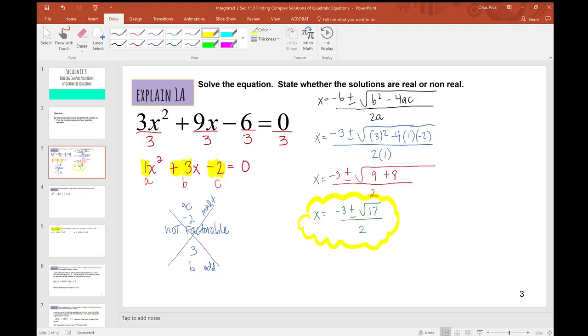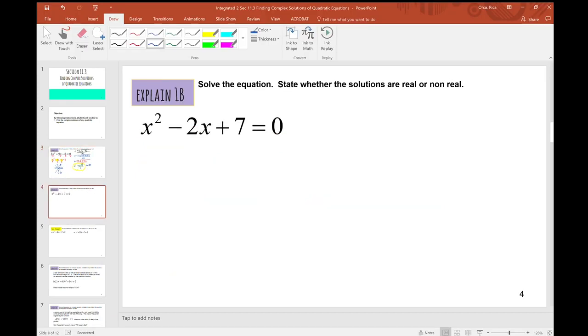We also want to determine whether or not our solutions are real or non-real. Since we have no imaginary numbers, this means that our solutions are both real numbers. Let's move on to explain 1b.